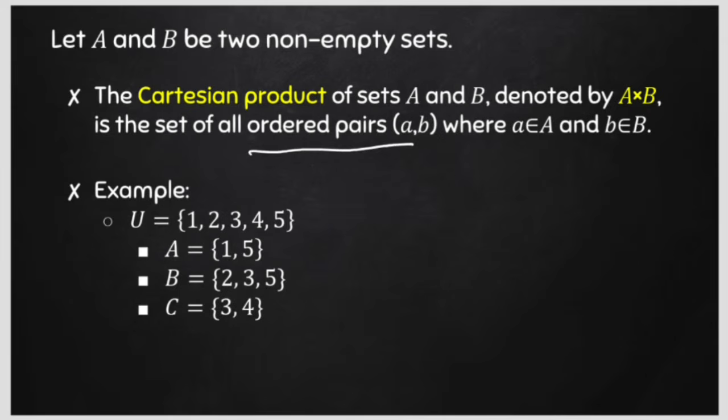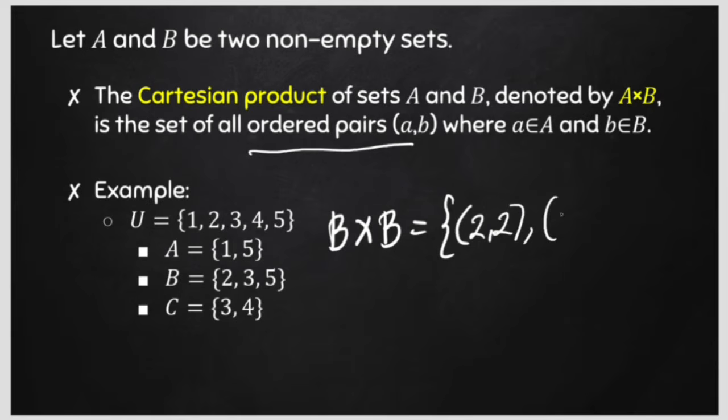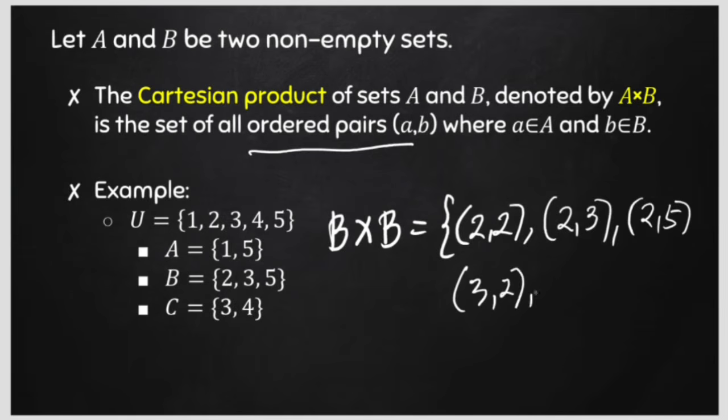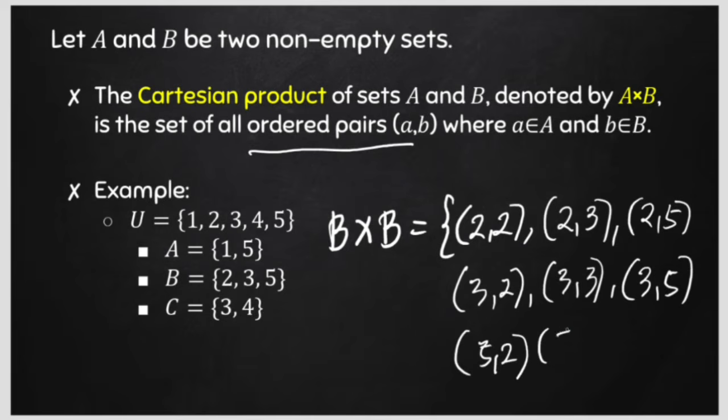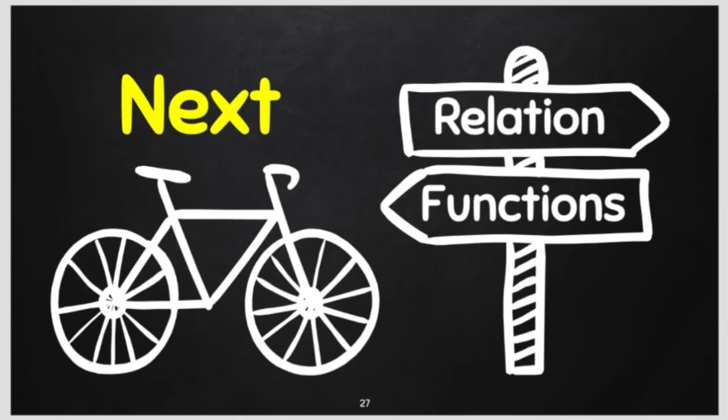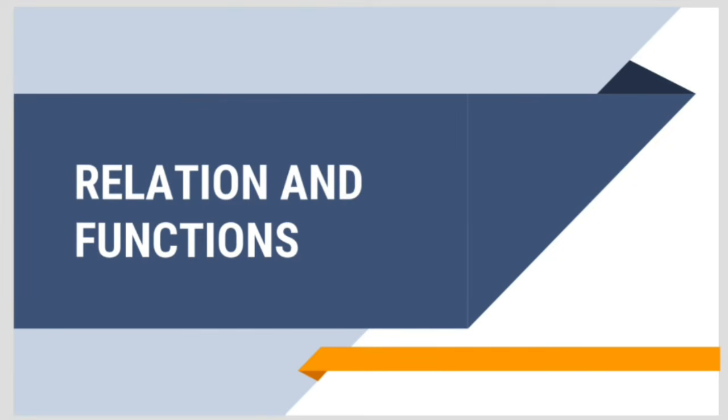Now, if I want B times B, the first coordinate and the second coordinate would be from set B. So I can have (2, 2), (2, 3), (2, 5), or (3, 2), or (3, 3), and (3, 5), or (5, 2), (5, 3), and (5, 5). Next would be relation and functions.